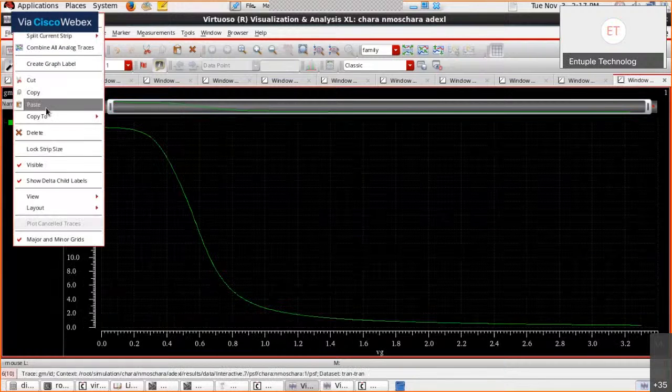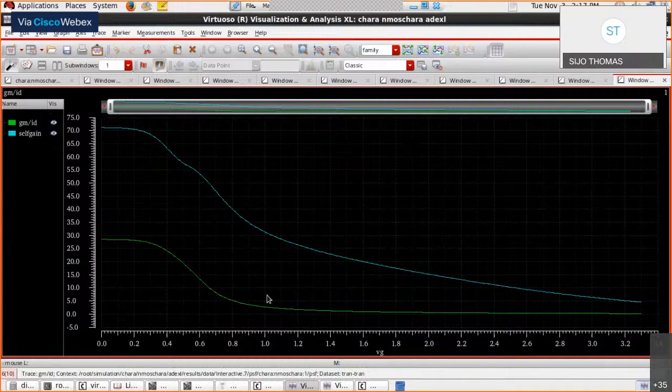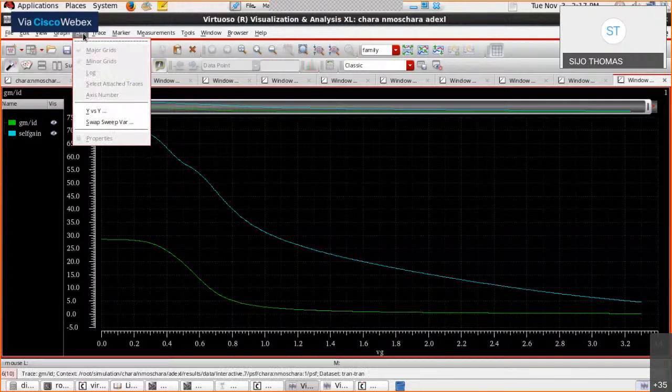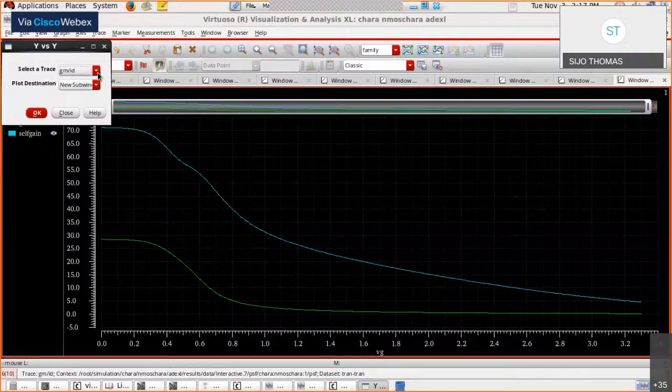Now you have GM by ID and self gain on the y axis, and the x axis is VGS. We are trying to plot self gain across GM by ID. In Cadence we have an option to plot y versus y. If you go to the axis, you have the y versus y option. If you select that and choose GM by ID, that will be your x axis. I want GM by ID on the x axis. You click OK.